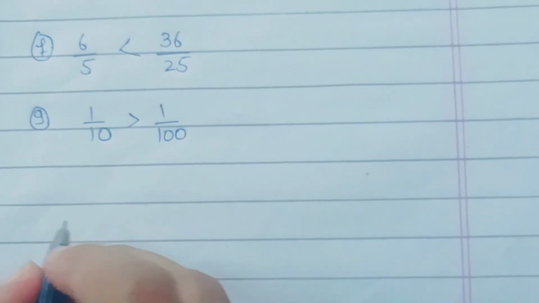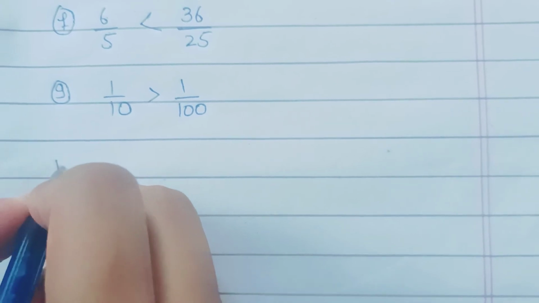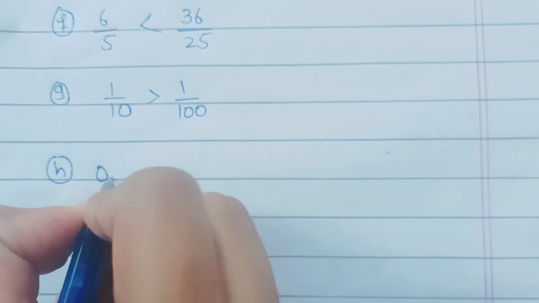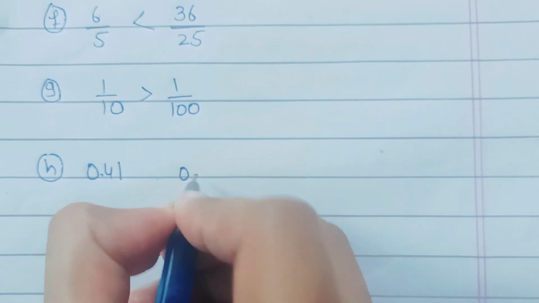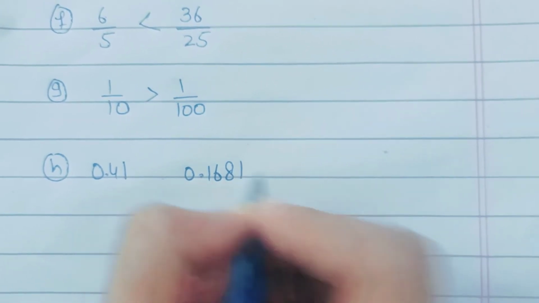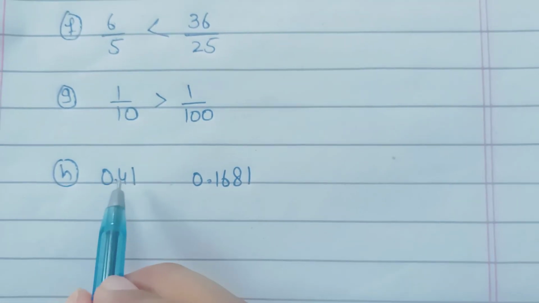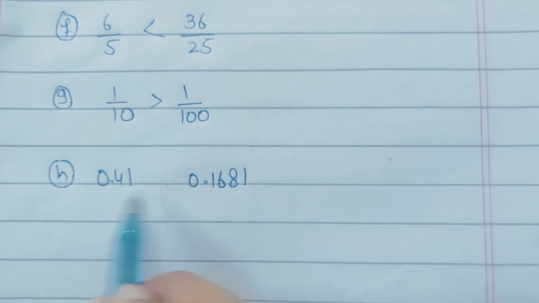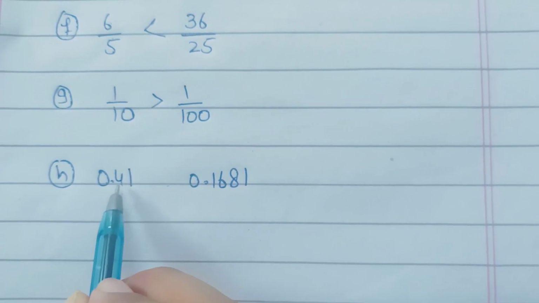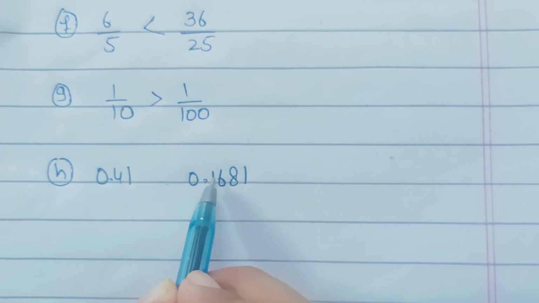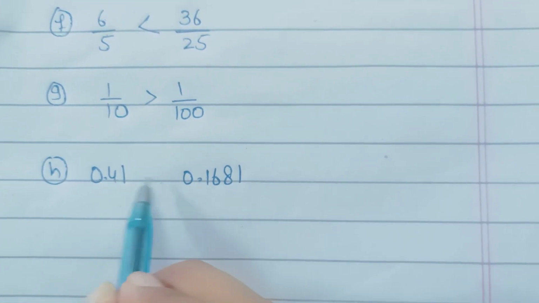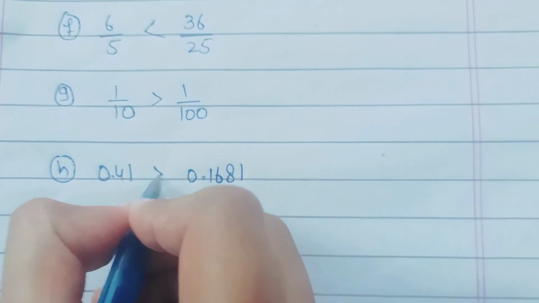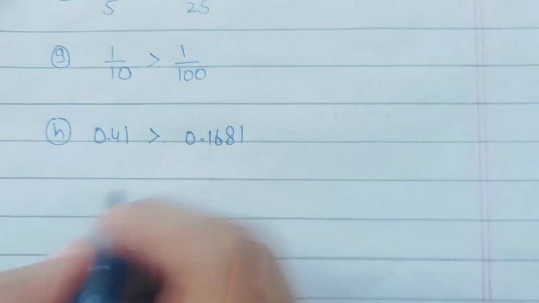Next, H part is 0.41 and its square is 0.1681. So you can see whole number is 0, but our first decimal digit is 4 and its square's first digit is 1. Obviously 4 is bigger than 1, so the number will be greater.